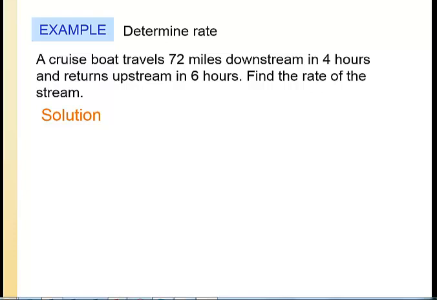This word problem is a good example of how a system of equations can be used to solve a real-world problem. In this case, there's a cruise boat traveling downstream at a certain speed and also traveling upstream at a certain speed. And you're asked to find the speed or the rate of the stream.